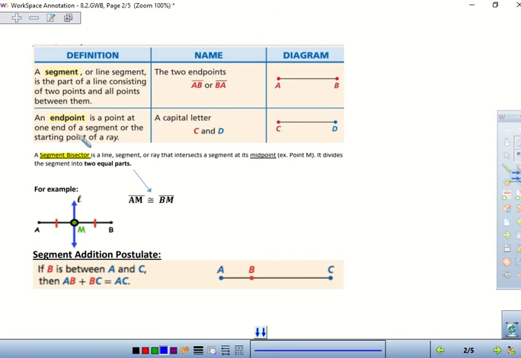An endpoint is a point at one end of a segment, or the starting point of a ray, and it's denoted by a capital letter. So we would call an endpoint like C or D. It's the endpoints of the segment.